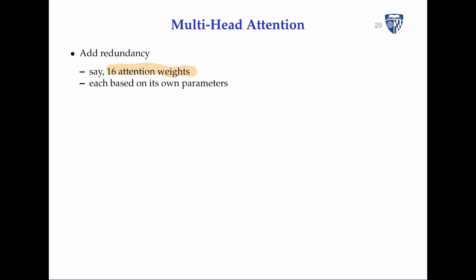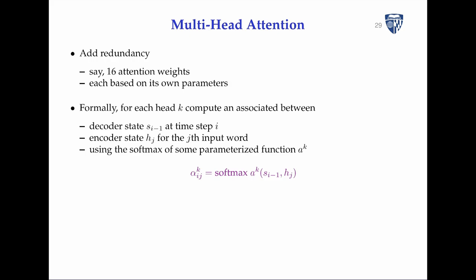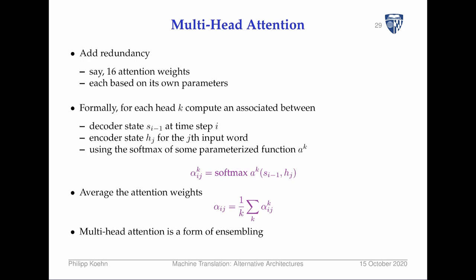So the idea here is that for each attention head, we compute an association as before between the decoder state and the encoder state or the input word representations for each input word. And then this has to be normalized with a softmax so that you have a distribution over that. And then we're going to combine all these attentions that we computed, we basically average them out. So you can view multi-head attention as a form of ensembling where you have different ways to make these predictions about where attention should be paid, and then these different attention weights can be combined.